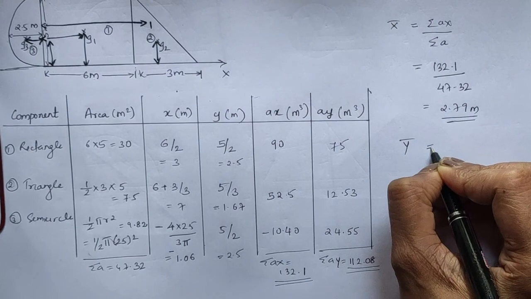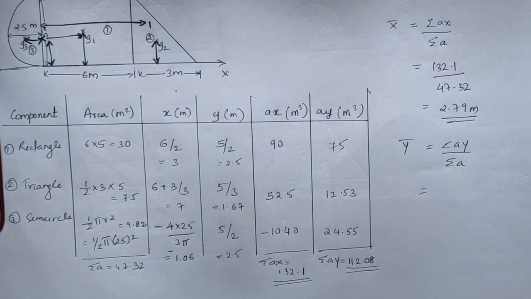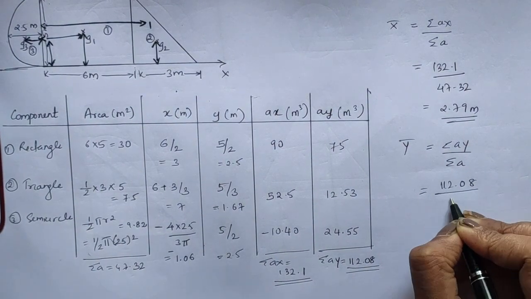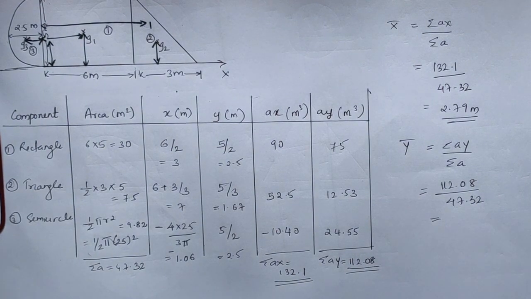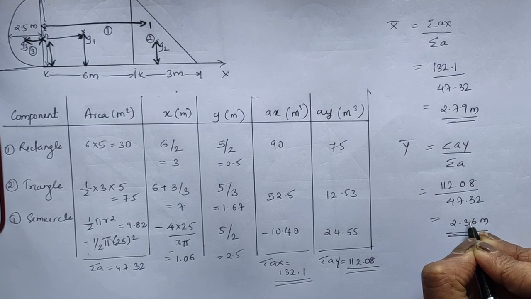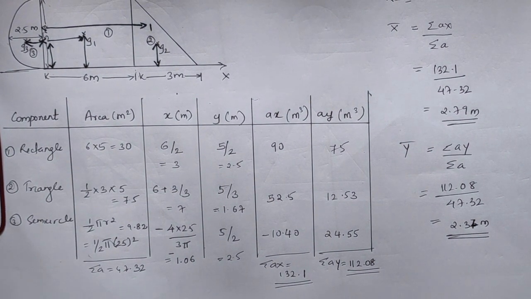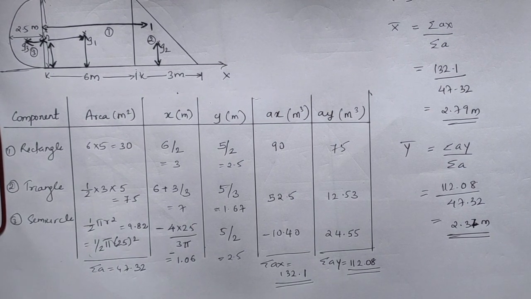Now same way you can find y bar. Y bar is sigma Ay by sigma A. So the sigma Ay you already know, it is 112.08 divided by 47.32. So your answer is 112.08 divided by 47.32, and that will be 2.36 meter, or you can write 2.37 meter since you are rounding it to 2 decimals. Okay, so we have found x bar and y bar of the whole figure.